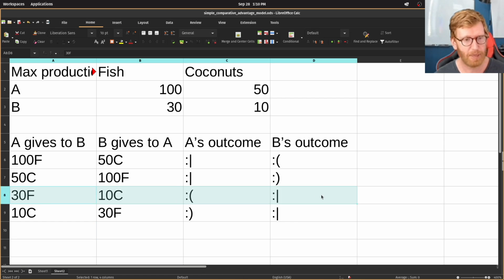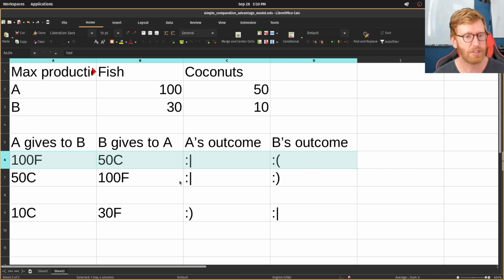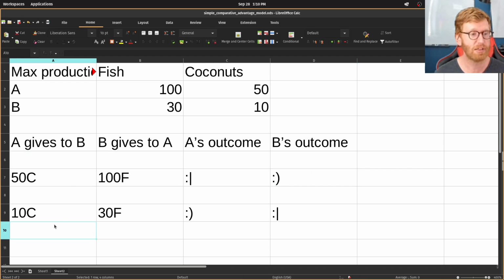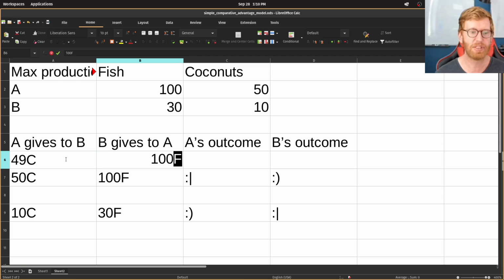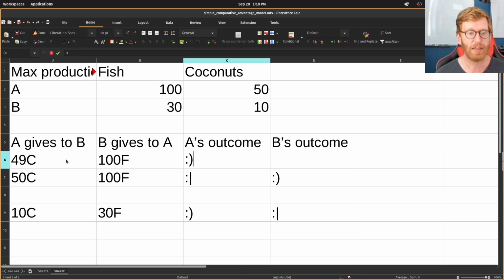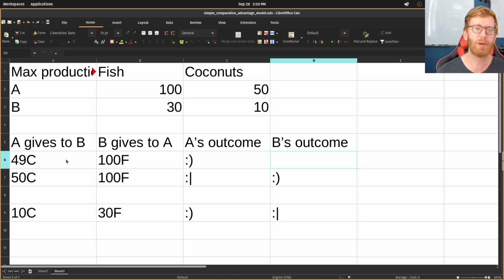So let's start by just ignoring these non-mutually beneficial trades. And we could take this one and make it a little bit better for A, maybe by saying they give up slightly fewer coconuts for the same amount of fish. In that case, A is now fairly happy. They're no longer breaking even, they're doing a little bit better. B is a little less happy than they would have been, but they are still happier than no trade at all. They are better off than they could be on their own.